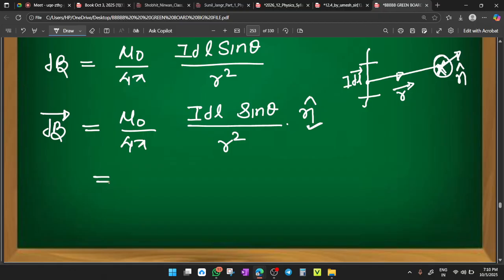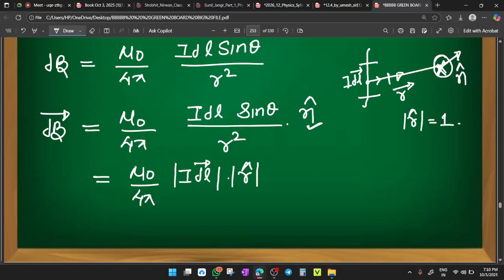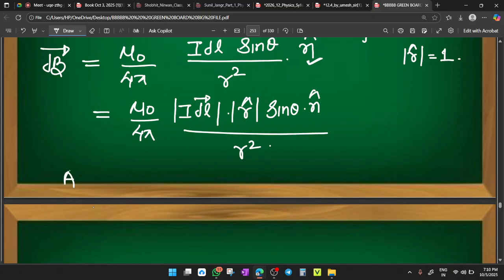Now see, mu naught upon 4 pi. There is I dl. I dl is the magnitude of vector I dl. So you can write like this. And one more magnitude is equal to r cap. Why? R cap is the unit vector in the direction of r. So every unit vector has magnitude 1, sine theta n cap upon r square. Okay. Now the last important line. All you know, the vector product of two vectors a cross b equals mod a mod b sine theta n cap.